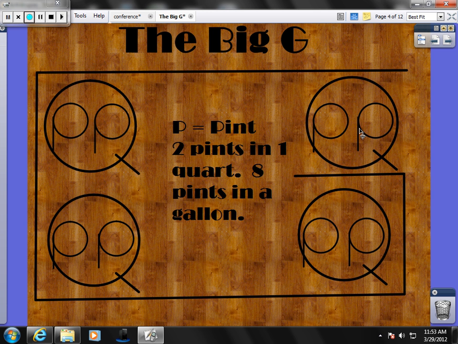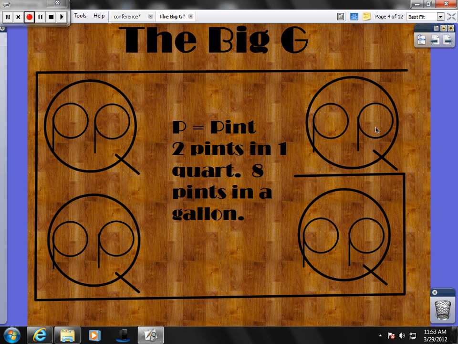All I did was realize, hey, I have 2 pints in every quart, and I have 1, 2, 3, 4 quarts. That's 4 times 2. 4 times 2 is 8. 8 pints in a gallon. So far, so good. And you should be writing all this stuff down, you guys.